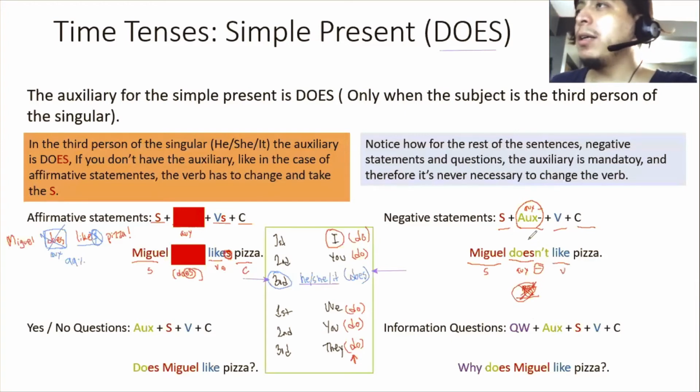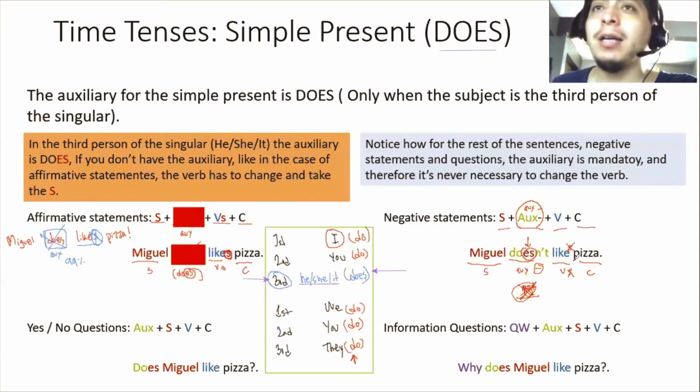When you have the auxiliary, this auxiliary has the S. Because you have this auxiliary here, you don't really need to change the verb. This verb doesn't need an S because you have the auxiliary. The only reason that this verb has an S is because you didn't have the auxiliary, okay? And then you have the complement. Miguel doesn't like pizza. When you make them negative, the auxiliary is taking the negative. The auxiliary is mandatory. And because you have the auxiliary, the verb doesn't have to take an S, okay? Let me repeat this part in Spanish because it is very important for you to understand it, okay?